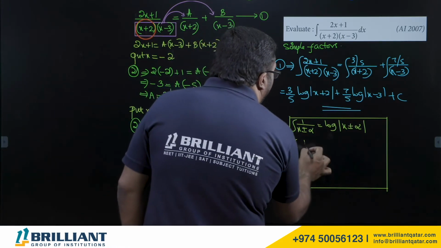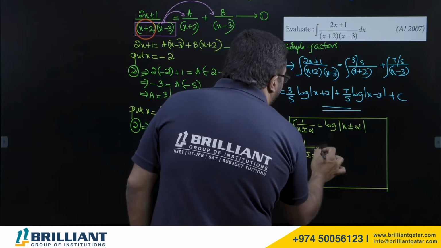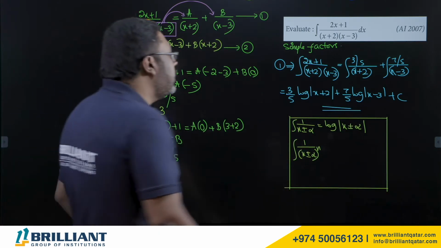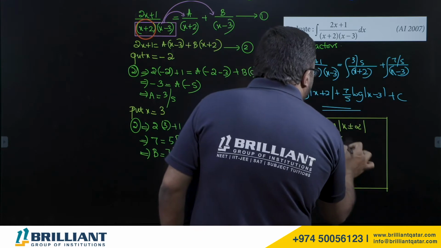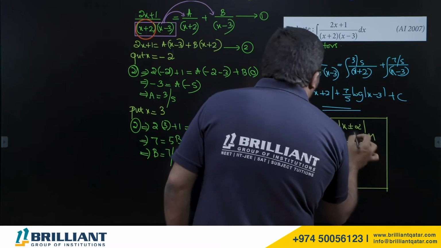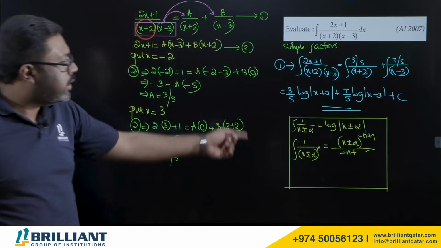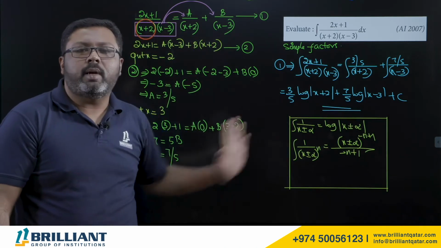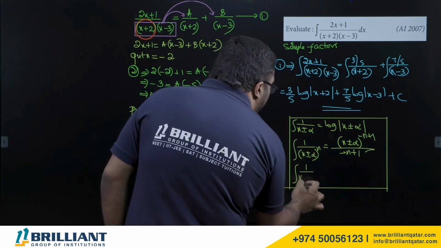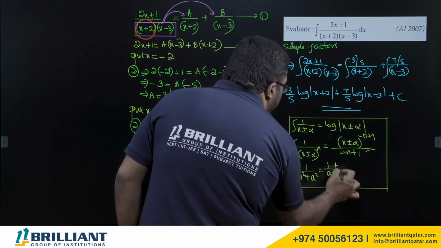Okay, next one, 1 by x plus or minus alpha power n. The repeated factor integration. So the answer is going to be x plus or minus alpha power minus n plus 1 by minus n plus 1. Keep that in mind. Finally, the last one, 1 by x squared plus a squared form. That is 1 by a tan inverse x by a.